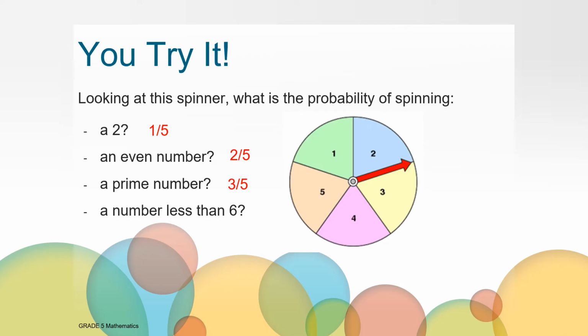1 is neither prime nor composite, and 4 is composite. And the probability of spinning a number below 6 is 5 out of 5, or 1, since all the possible outcomes are less than 6. How did you do?